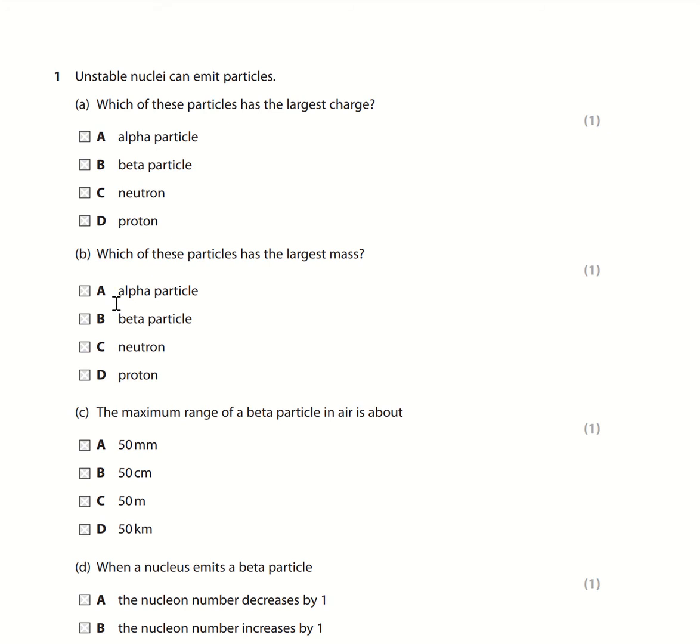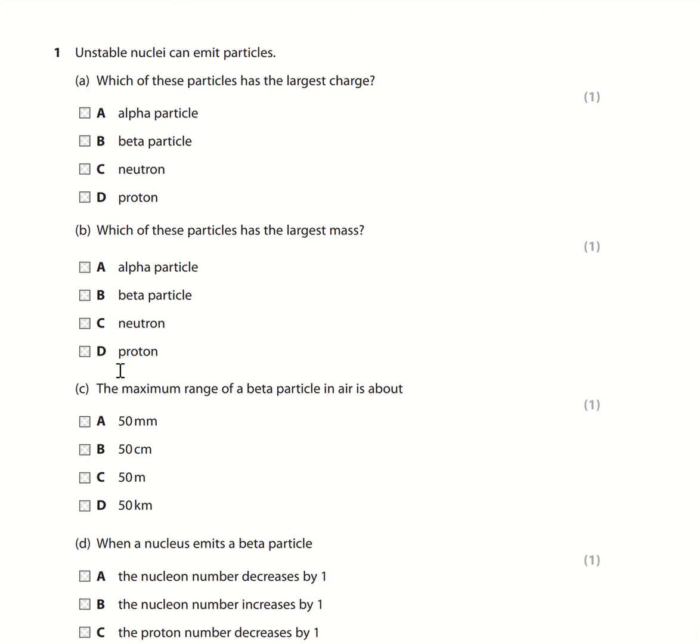Which of these particles has the largest mass? Alpha particle, as it has two protons and two neutrons. This is just an electron, this is one neutron, and this is one proton.